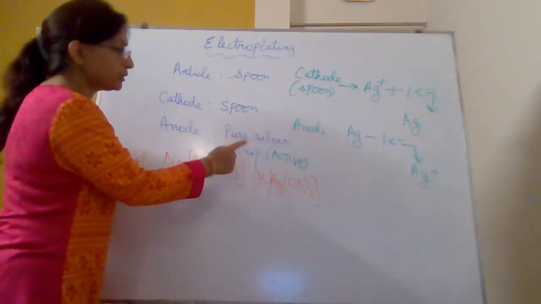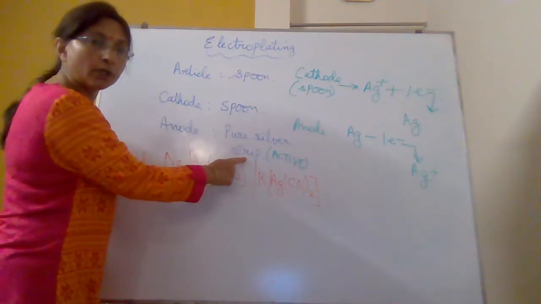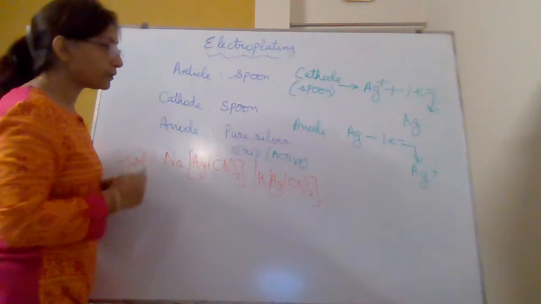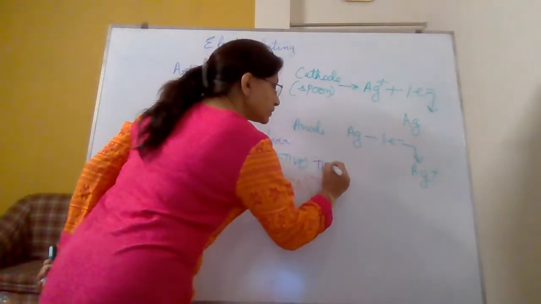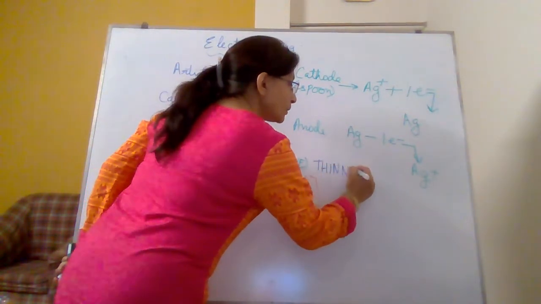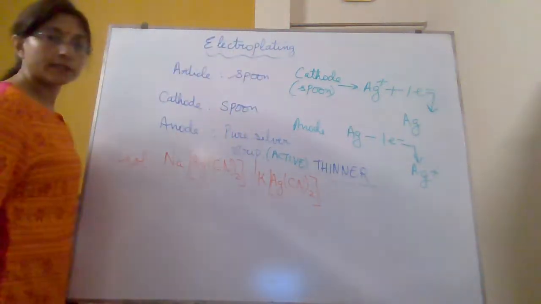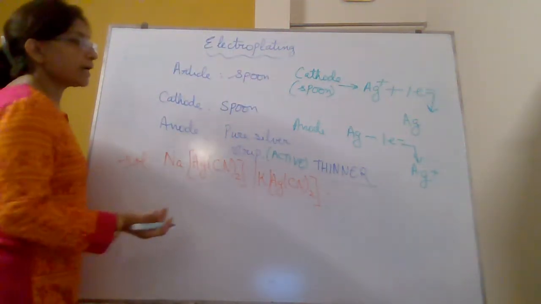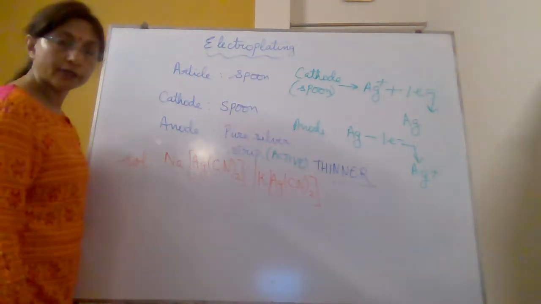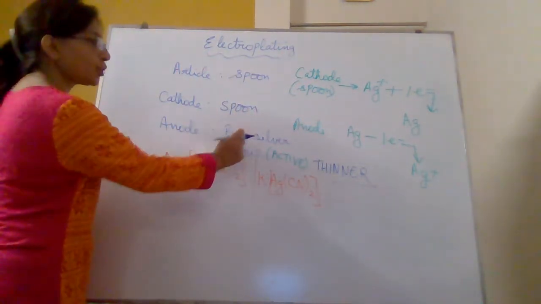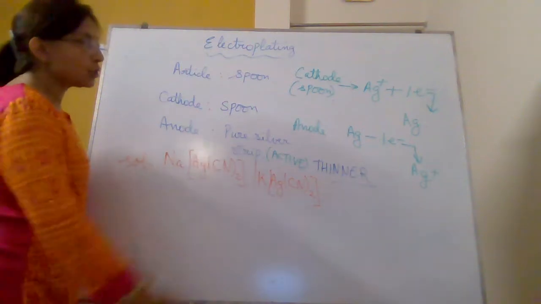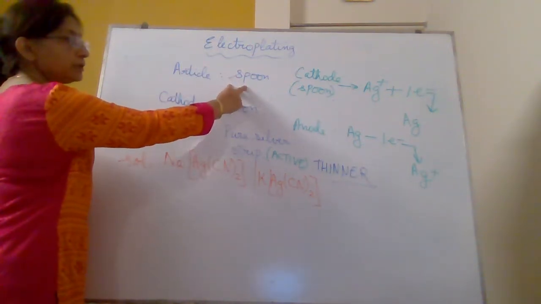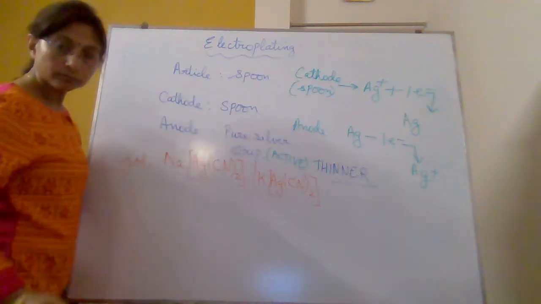After some time the spoon will have a coating of silver on it. And what will you observe at the anode? The anode, that is the pure silver strip, will gradually lose its mass. It will become thinner. Why? Because in the process it is gradually losing its ions, and hence the active electrode, the anode of pure silver, will become thin. So this is all about electroplating an article with silver.